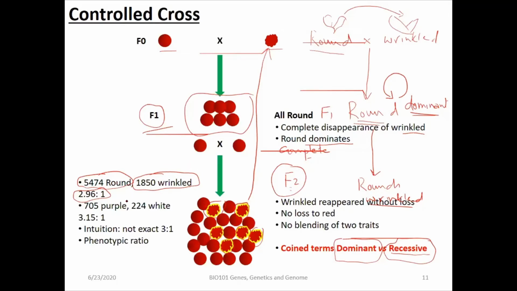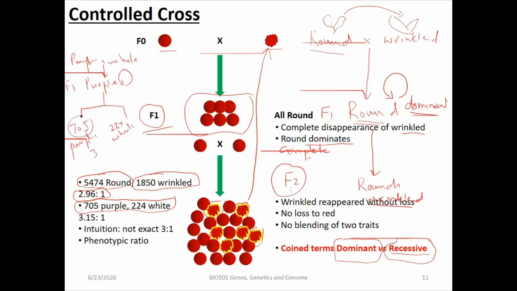He did such an experiment with different traits. For example, purple versus white flower color in F2. Similarly, he took purple crossed with white pea plants. In F1, he got everything purple, which means purple is dominant, white is recessive. This F1 was self-pollinated, and what he found was 705 purples and 224 white flowered plants, and the ratio he calculated, 705 divided by 224, roughly came down to 3.15 to 1.